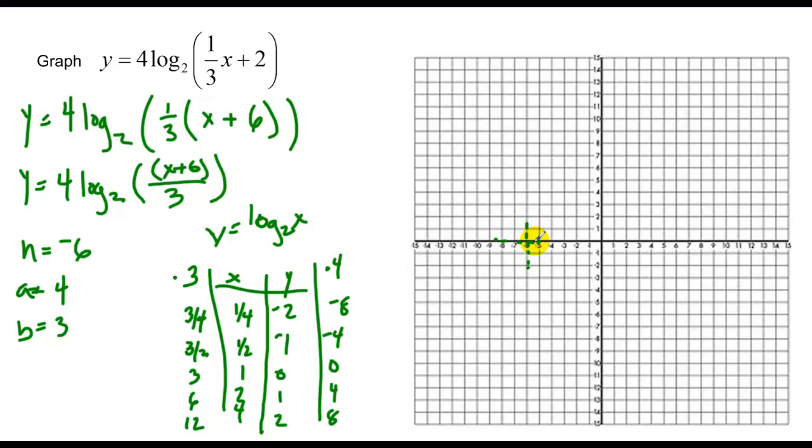We have 3/4 over and 8 down. Puts me right around here. 1.5 over, 4 down, 3 over, 0, 6 over, 4, and 12 over 8. Go ahead and sketch that out. Notice it's stretched out both vertically and horizontally.